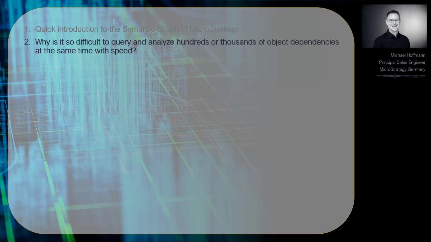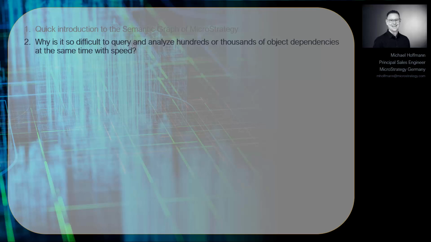So in other words, the semantic graph has a kind of object-oriented data structure that makes it possible to easily manage and relate objects of any kind to each other. And the semantic graph is optimized to get single objects, or let's say a small number of objects, and their dependencies very fast, very fast.